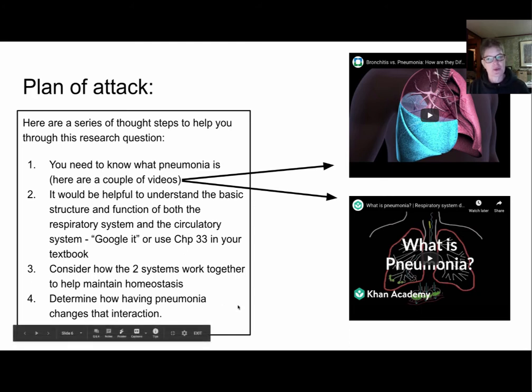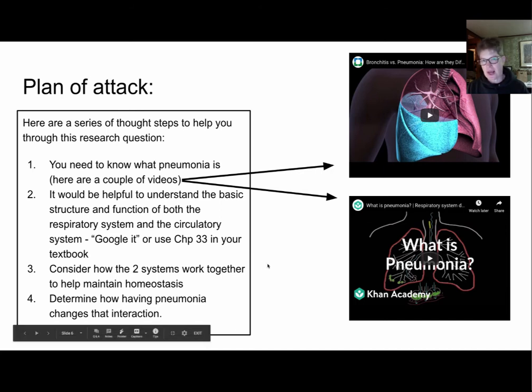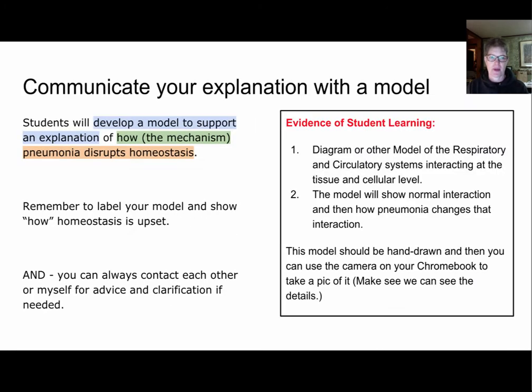Consider how those two systems work together to maintain homeostasis. If you think about it in general, you've got the respiratory system, which includes your lungs, so that's bringing in air, exhaling air, that's the big gist. Circulatory, stuff's moving around your body, so those two systems have got to work together, and I know we've already talked about this a little bit at the earlier part of the school year. Pretty sure you can find information on that. And then you have to determine how pneumonia affects this interaction between the two systems. Then you've got to communicate your explanation with a model. So remember to label your model and show how homeostasis is upset.